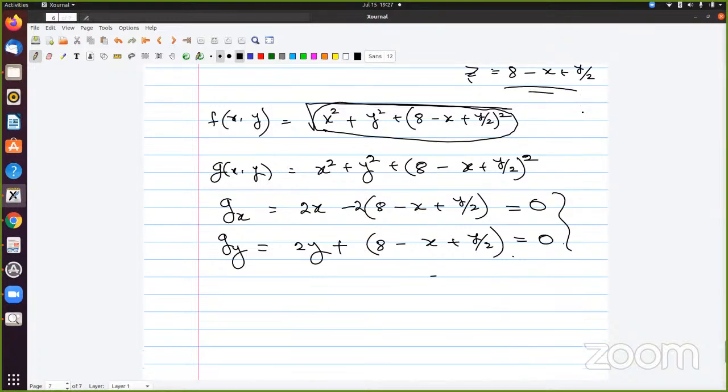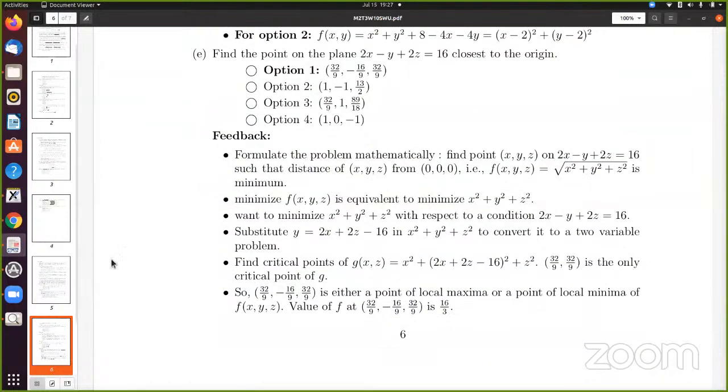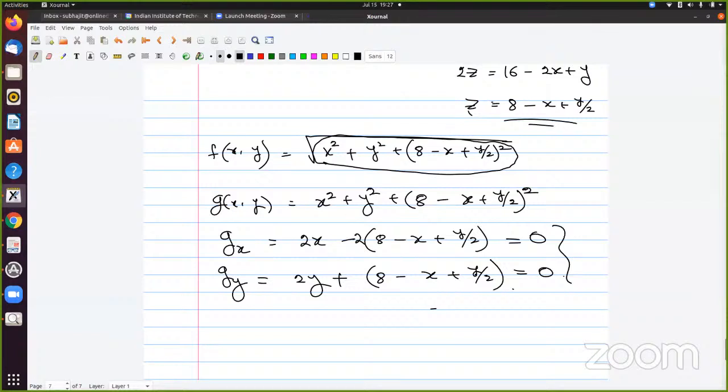Sir, this is under root f(x, y). But that's what I have told now. Whatever is inside the square root, if you find the minimum value of that function, then the square root will be the minimum, right? So it will be enough to find the minimum of the function inside the square root. I think you can find the solution like this. Check this calculation, maybe there is some calculation mistake which I have done now, but check it.